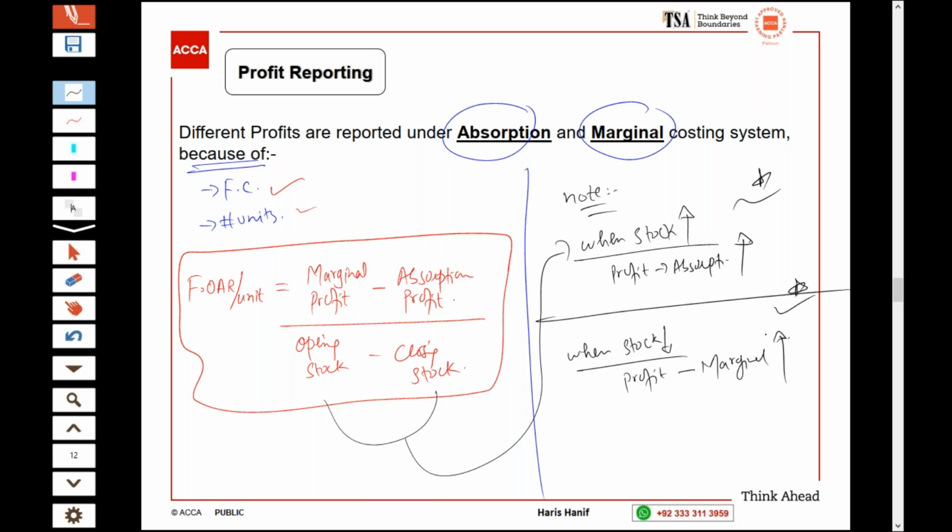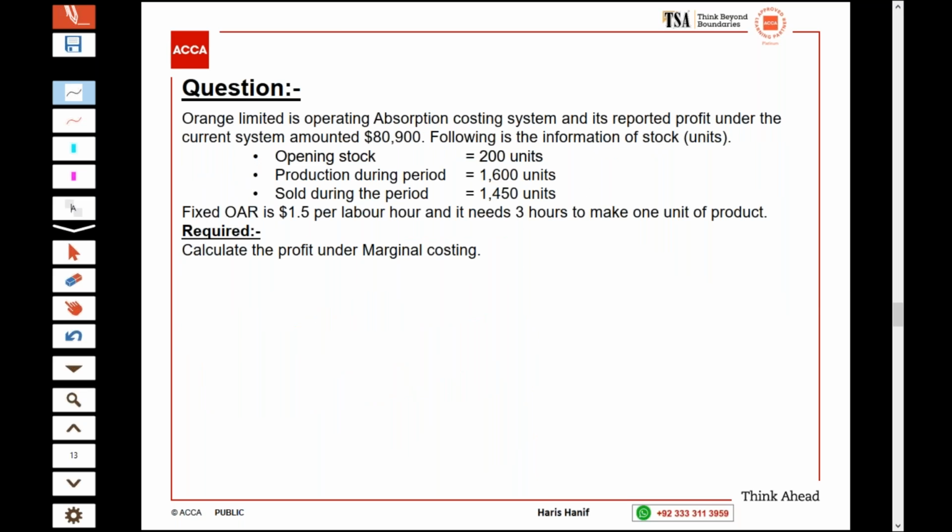All right, now let's move on to the question. Calculate the profit under marginal costing. Focus on the question as I read. Orange Limited is operating absorption costing and its reported profit under the current system amounted to 80,900. 80,900 is the profit from absorption costing, and we are required to calculate profit under marginal. Fixed OAR is 1.5 per labor hour, and it needs 3 labor hours. First of all, we need the overhead absorption rate per unit.